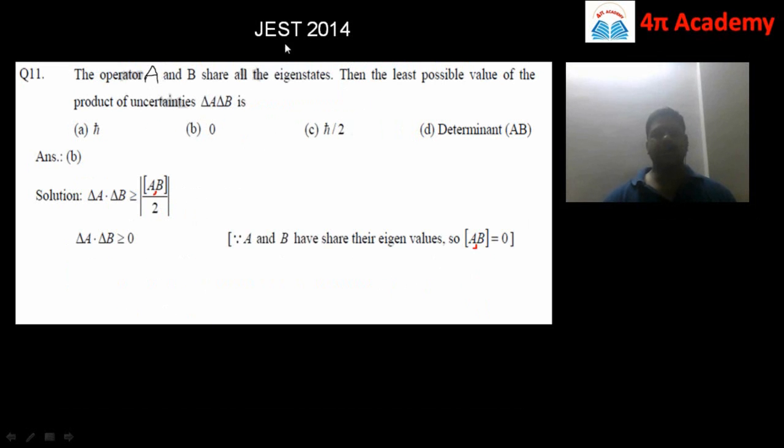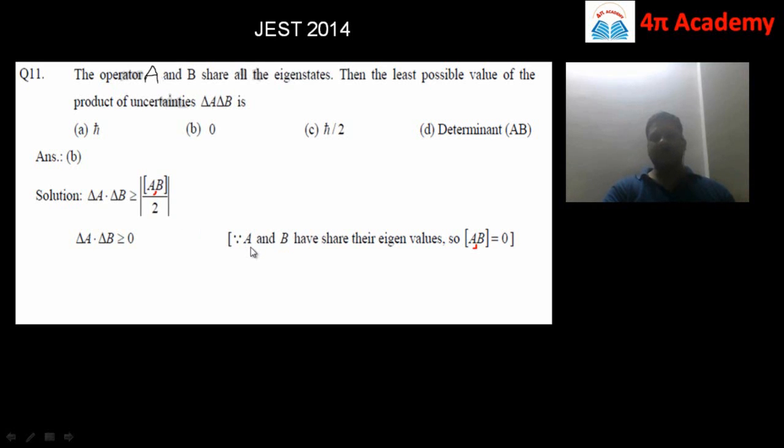Now the next problem is from JEST 2014: the operators A and B share all the eigenstates, then the least possible value of the product of uncertainties, that is delta A into delta B, is? We have seen one of the results while studying the commutator algebra, the standard formula that the product of two uncertainties, delta A into delta B, is always greater than or equal to the commutation bracket of A comma B divided by 2.